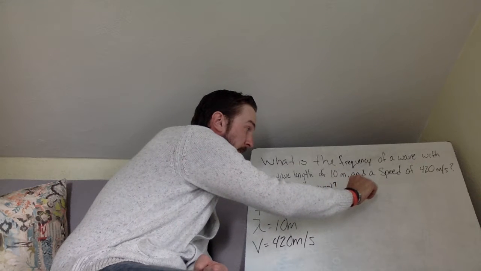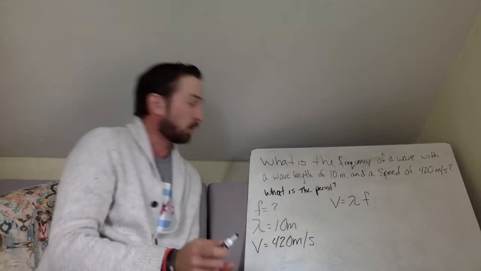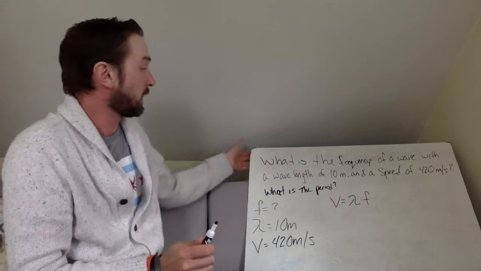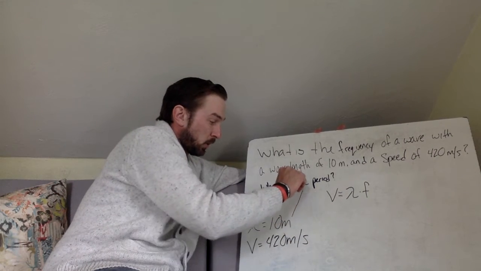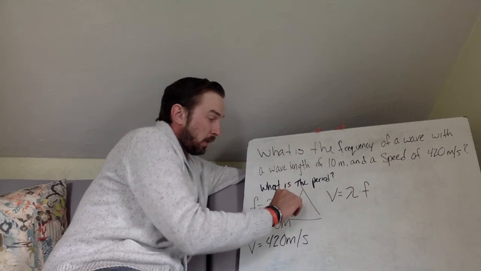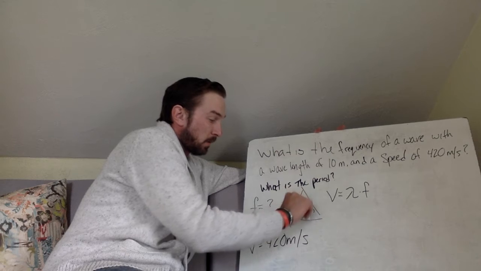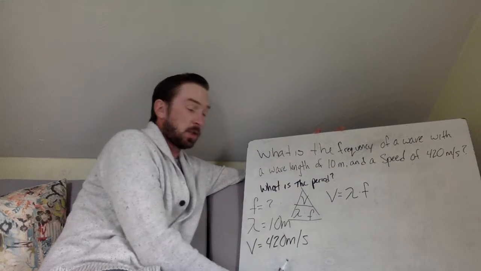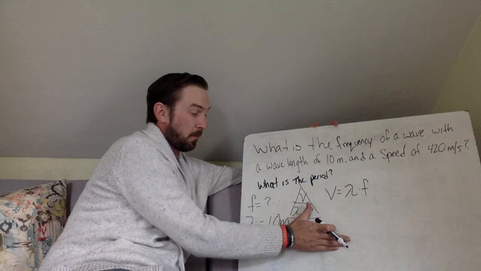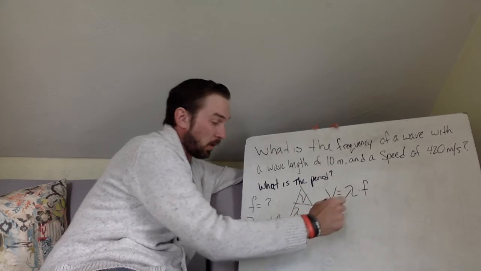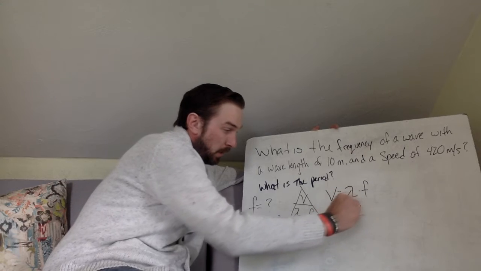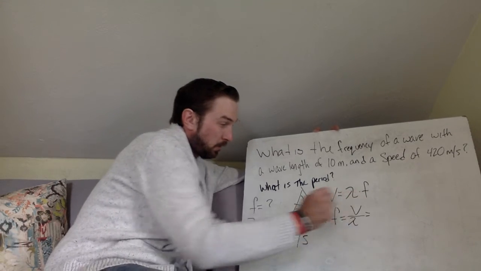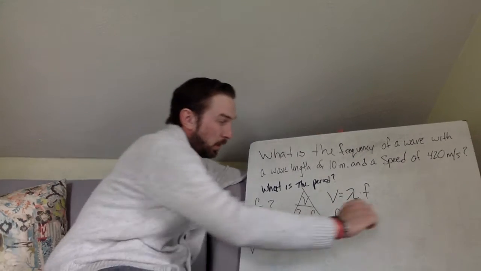So here, for the first part of this question, we're going to be using speed equals lambda, the wavelength, times the frequency. If we're solving for the frequency, for those of you using the triangle at home, then it'd be wavelength times frequency over speed. So if we were to cover up the frequency, it'd be speed over lambda. So speed divided by the wavelength will give us our frequency.